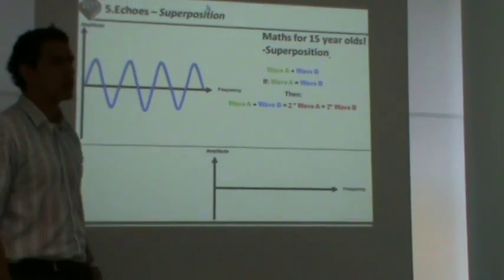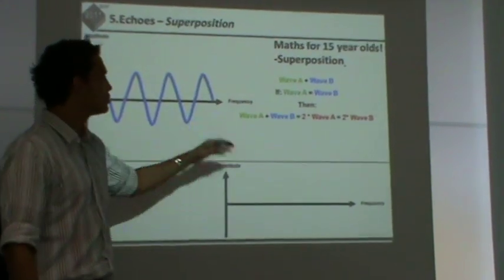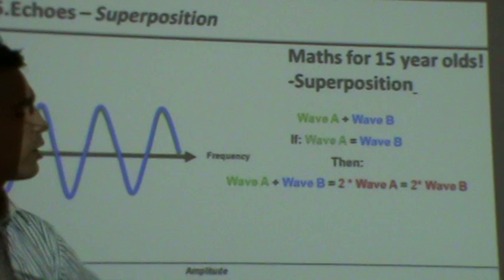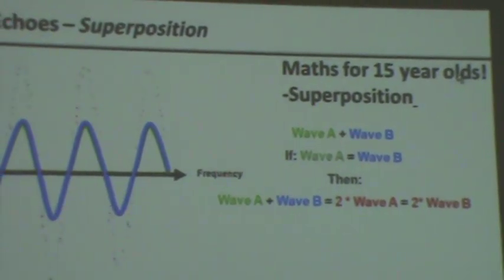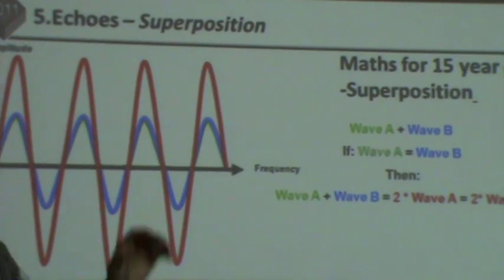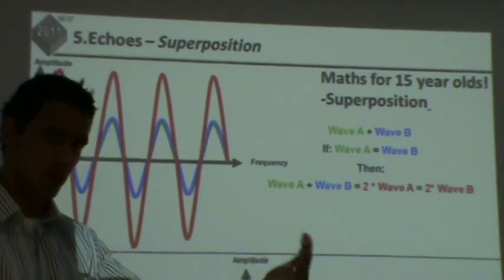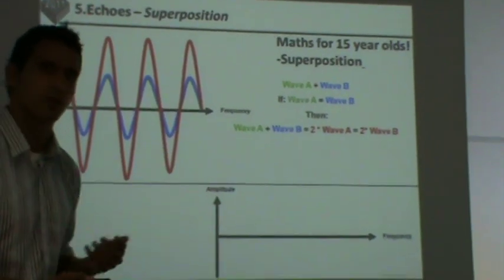So we have two waves exactly the same size. What do you do with two waves? You add them together. Wave A plus wave B, because they're exactly the same, you end up getting one twice the size. Remember this from school? Superposition. Maybe you'll understand this and realise it's not that complicated.